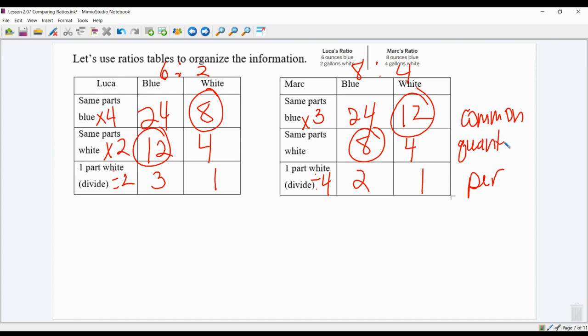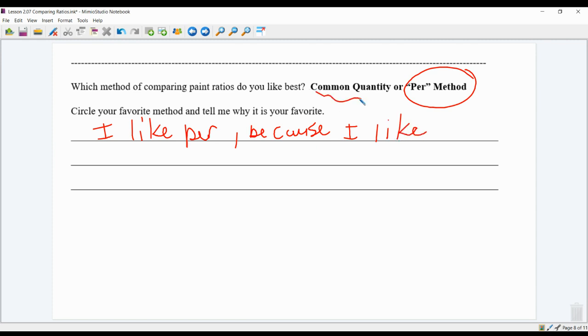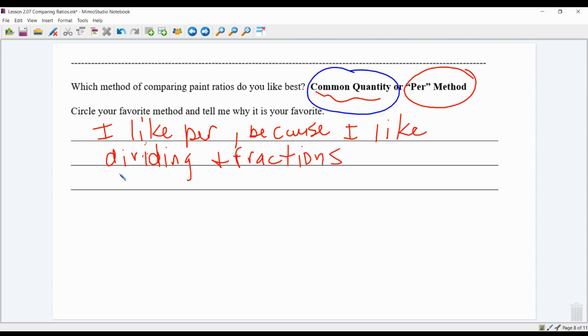You're going to decide which method you like best, and you're going to write that down. Right here, circle it. I like the per method. I like per because I like fractions and I like to divide. Maybe you are going to say you like the common quantity because you like multiplying. I like per because I like dividing, and I like fractions. So maybe you are going to write that you like the common quantity method because you like to multiply.